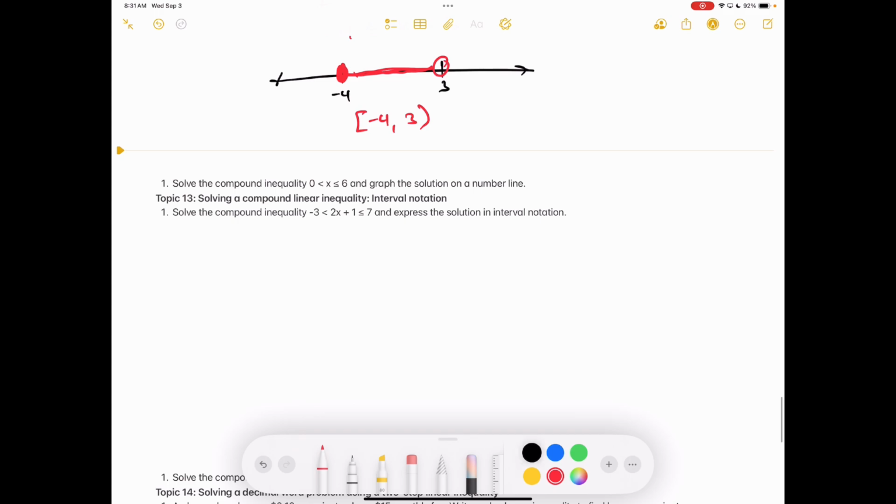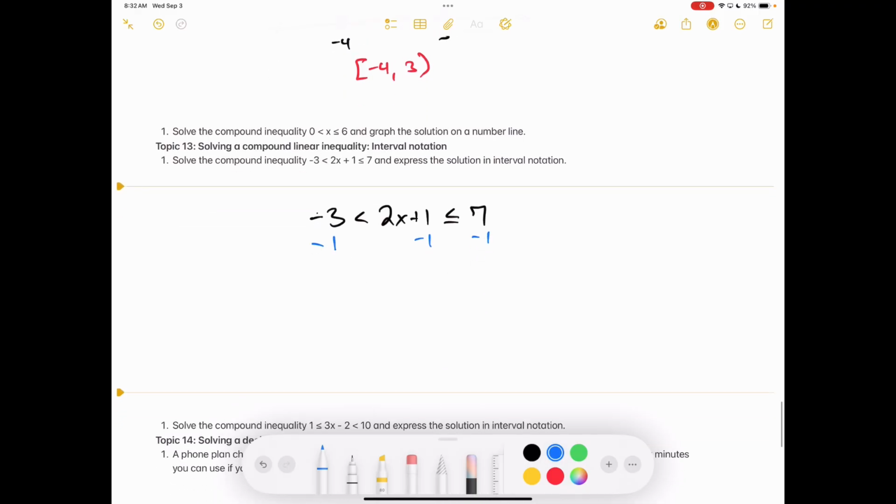All right, another one of those: -3 is less than 2x plus 1 is less than or equal to 7. Again, if you need to, just cover it up with your hand and pretend this isn't there for a second. You would just subtract 1 on both sides. I'd subtract 1, but I have to do it on all 3 sides. So this becomes -4 is less than 2x is less than or equal to 6.